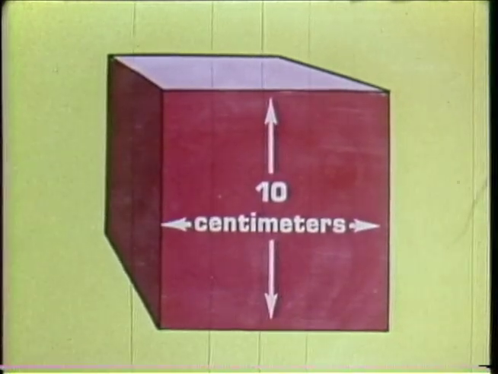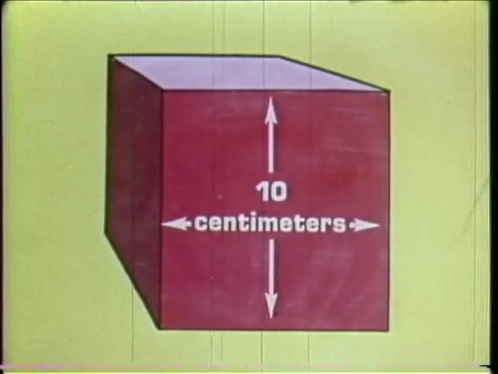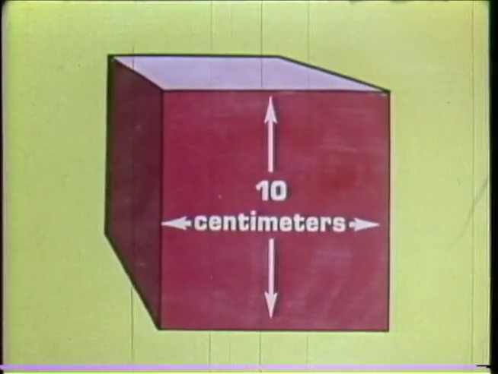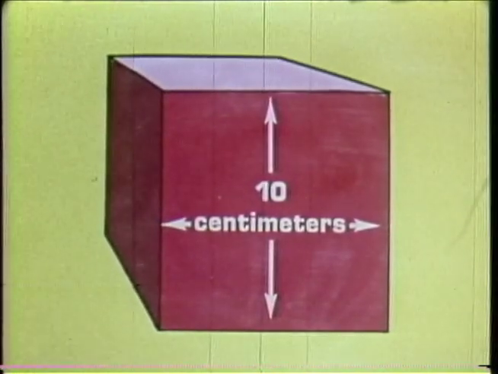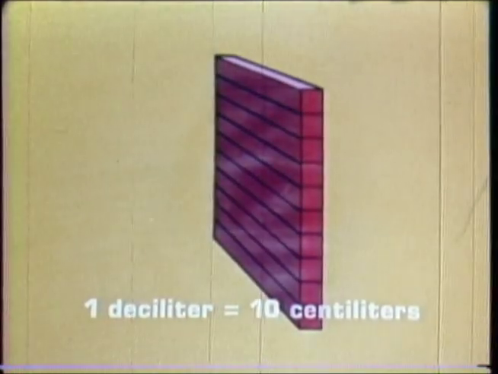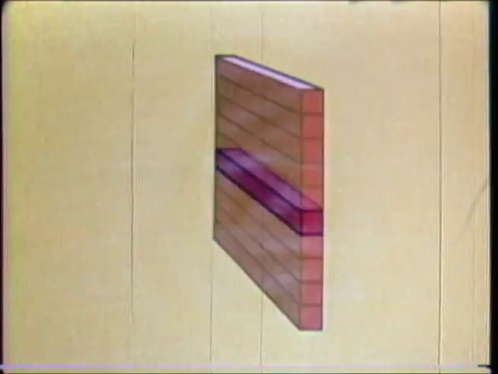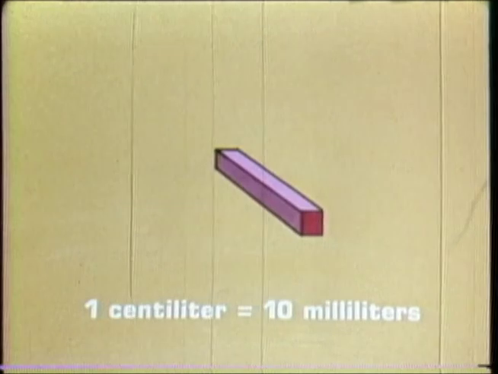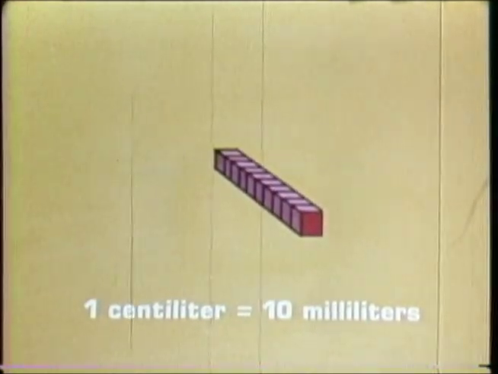Here's a picture of a 1 liter container. It is 10 centimeters on each side. 1 liter is the same as 10 deciliters. 1 deciliter is the same as 10 centiliters. 1 centiliter is the same as 10 milliliters.